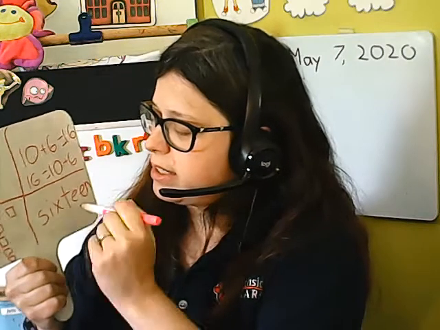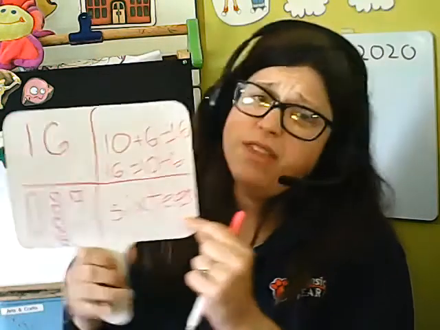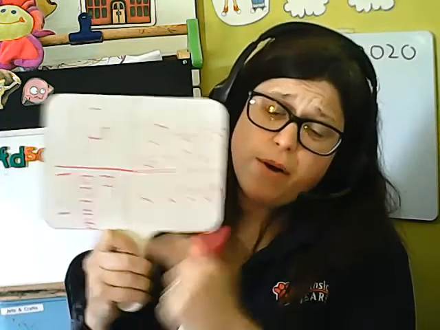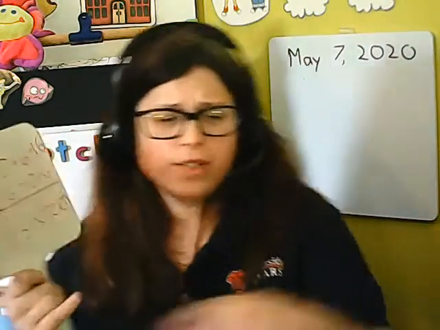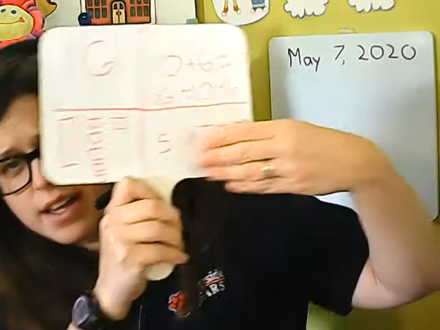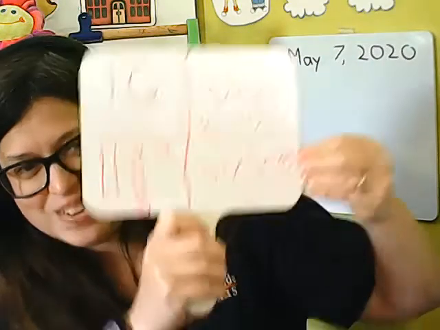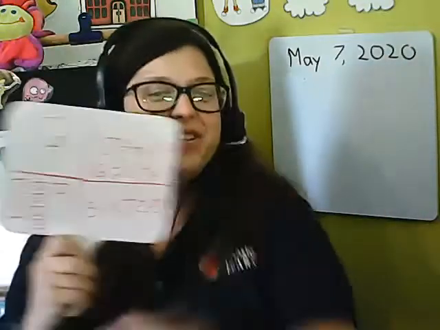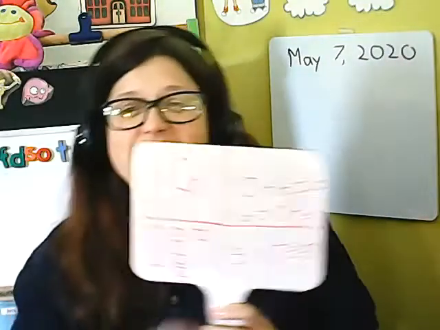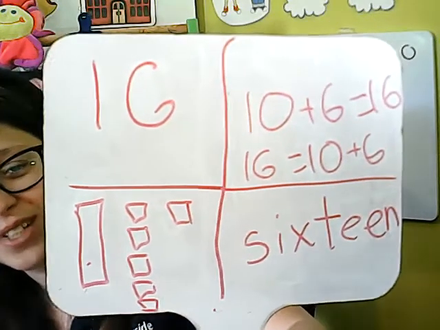Sixteen. Teen numbers, they look super long. They're not hard to write. Most of them, with the exception of a few, you're putting that number in the ones place and adding the word teen. So they're not hard to write or read once you get the hang of the pattern. There are my 4 ways to represent 16.